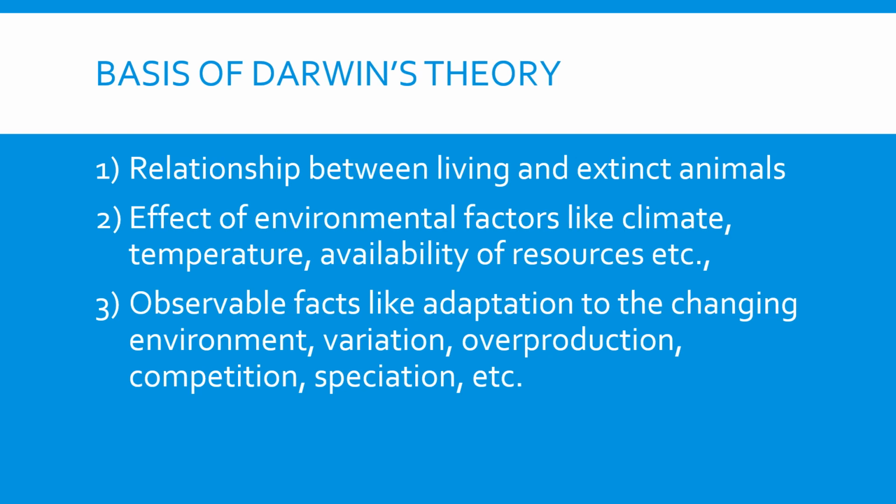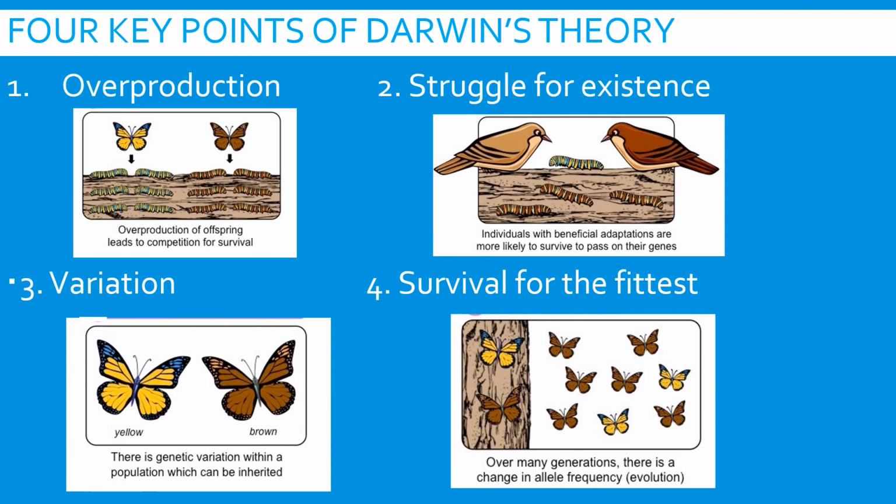The basis of Darwin's theory is the relationship between living and extinct animals, and the effect of environmental factors like climate, temperature, availability of resources, etc. It also rests on observable facts like adaptation to the changing environment, variation between organisms of the same species or between different species, overproduction, competition, speciation, etc. The four key points of Darwin's theory are overproduction, struggle for existence, variation, and survival of the fittest.